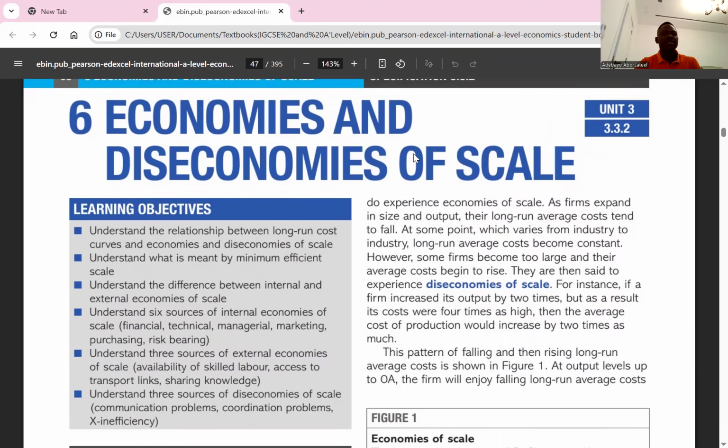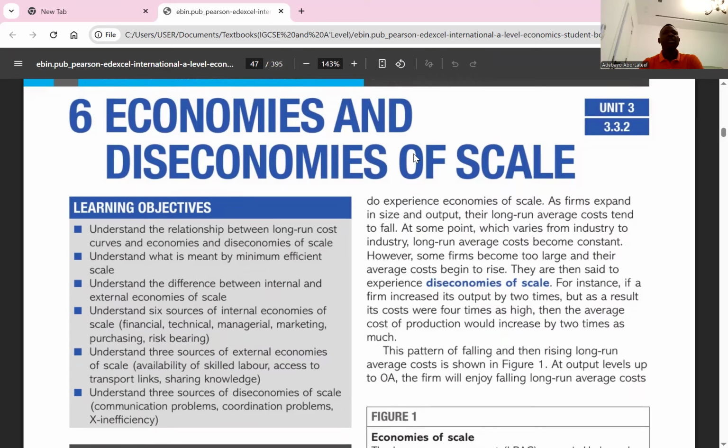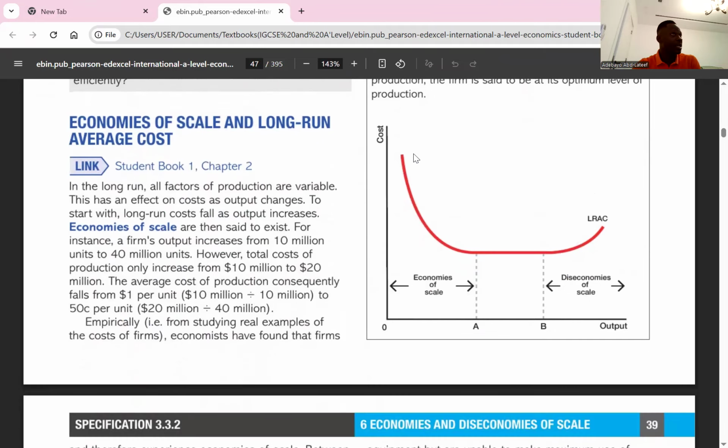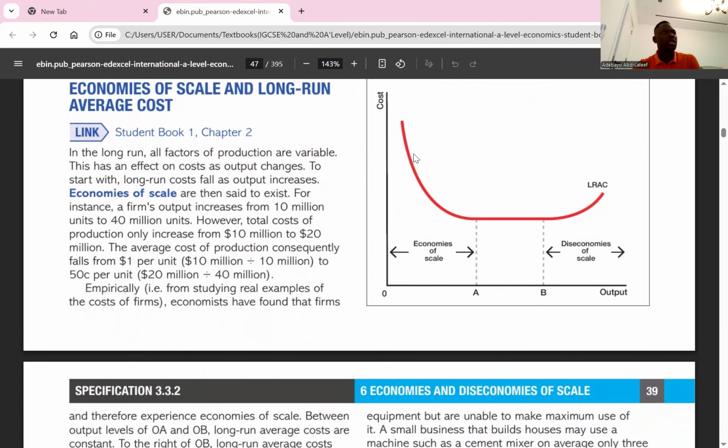We'll go to chapter 6 in economics, A level: economies and diseconomies of scale. So we're going to start with economies of scale. Economies of scale occur because we are in the long run, and in the long run, all factors are variable, which means land, labor, and capital, we can use them as much as we want.